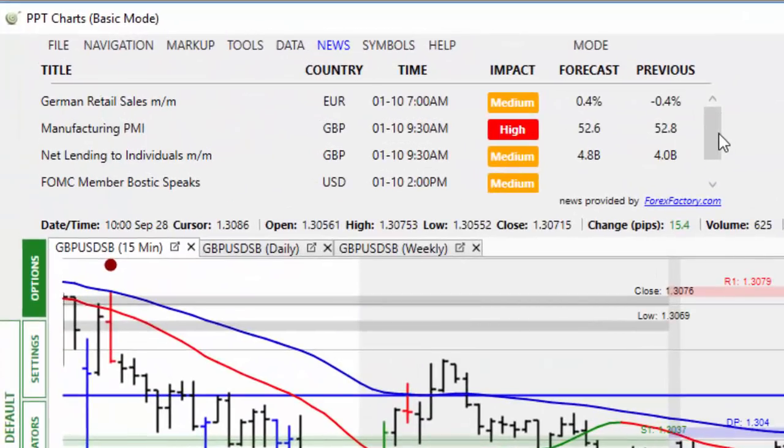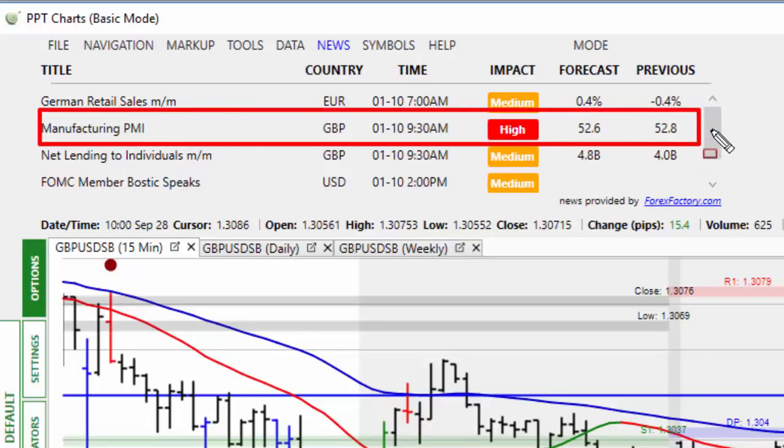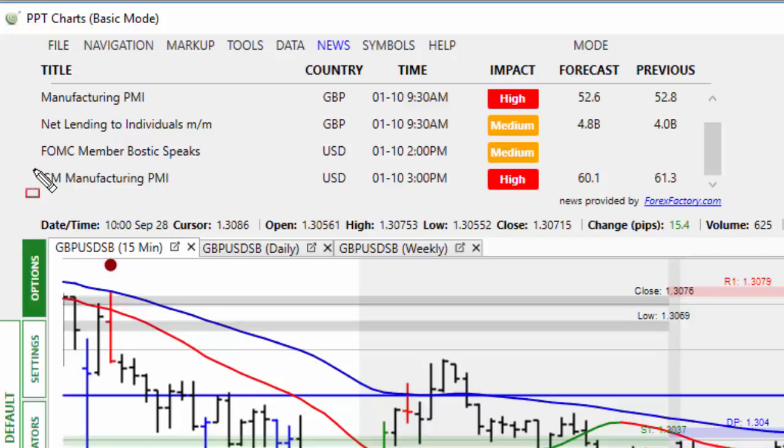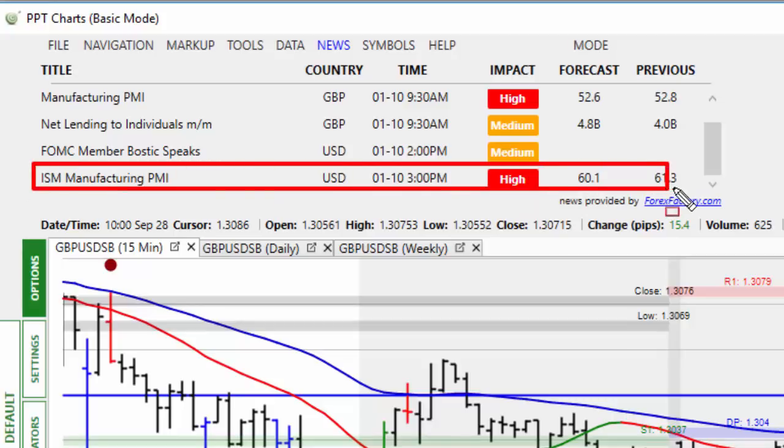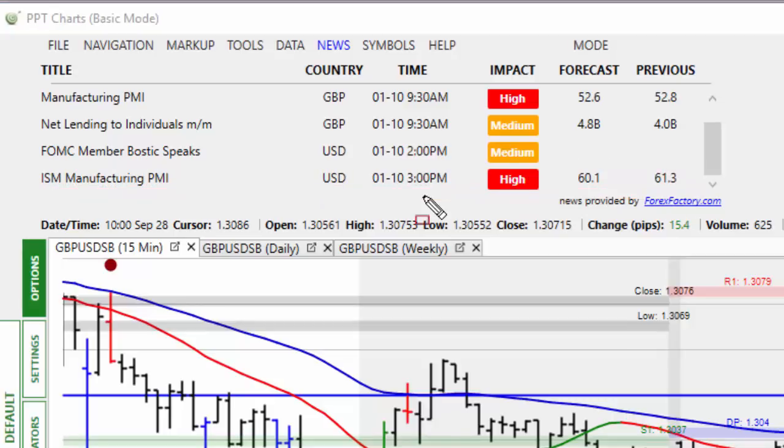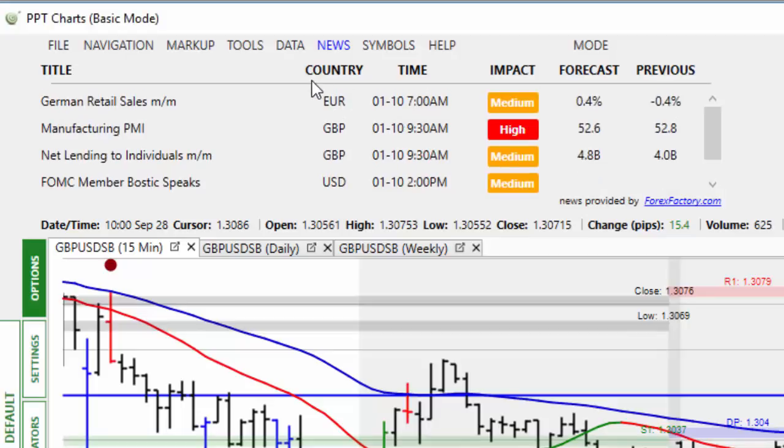News for today, what have we got? High impact news items: manufacturing PMI from the UK, and then ISM manufacturing PMI from the US at 3 p.m. There's no point in looking at the other ones, the high impact, medium impact ones, nothing in there really.